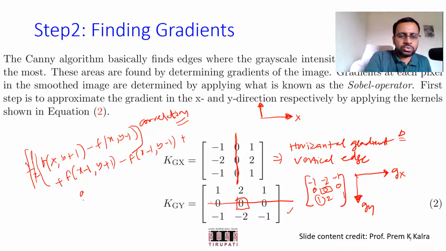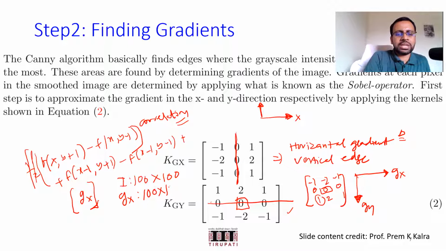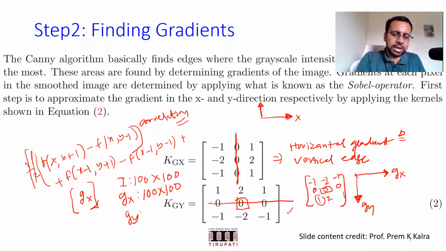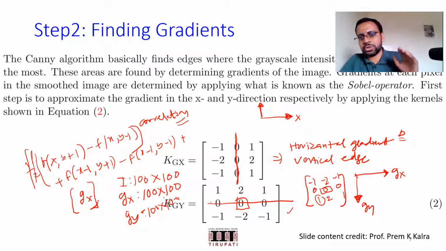You have one image, for example, an image of 100 by 100. You now have two images. One gives you the gradient in the x direction, 100 by 100. Make a note here, the values will be floating values, non-integer values, so keep that in mind. Then gy is again 100 by 100. So there are two images that you have at this point.